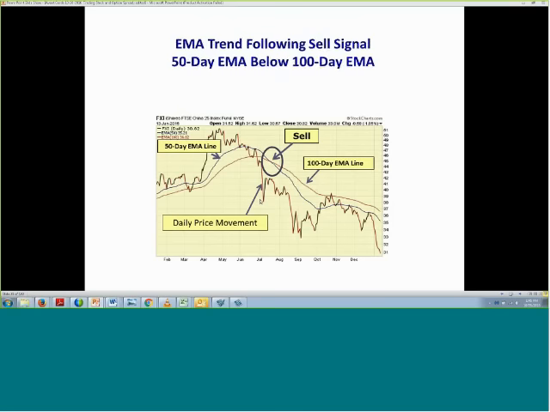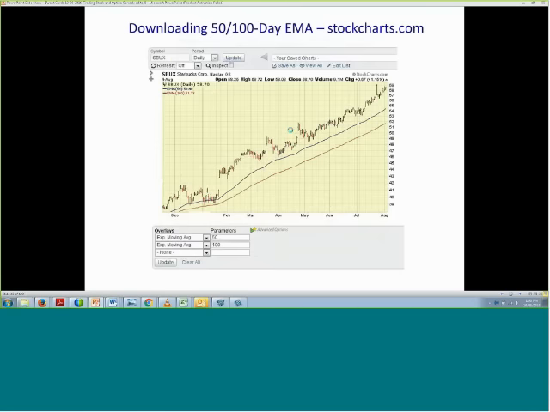Here's an example of the sell signal for FXI, the Chinese stock ETF, and these red and black lines are the daily price movement. We can see right here that the 50-day EMA, the blue line, crossed below the 100-day EMA. So at that point, the FXI was on a sell signal, and as long as the 50-day is below the 100-day, then the FXI is on a sell signal. And you can download the 50 and 100-day EMA on stockcharts.com.